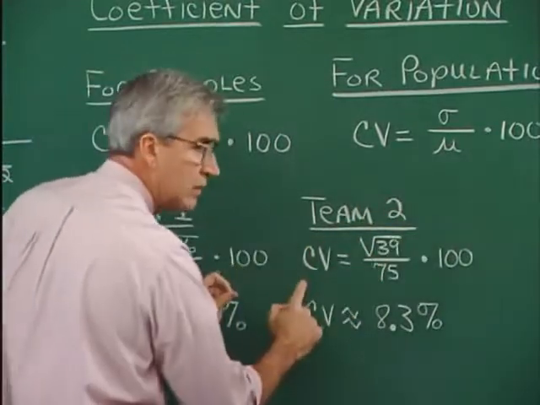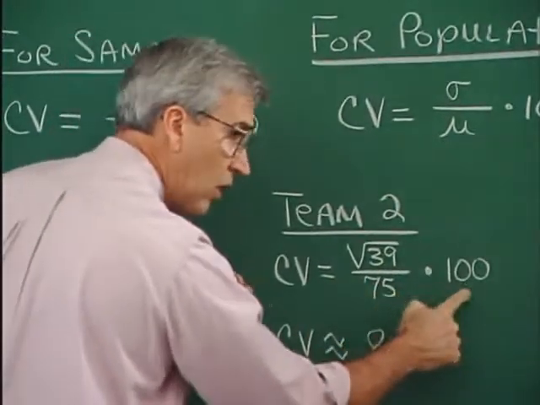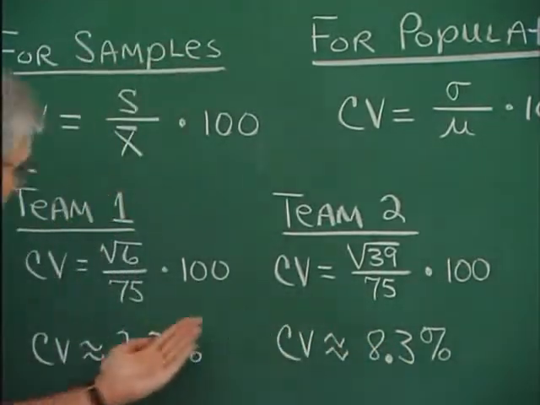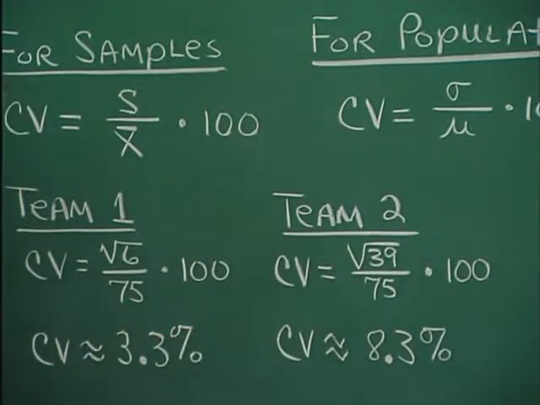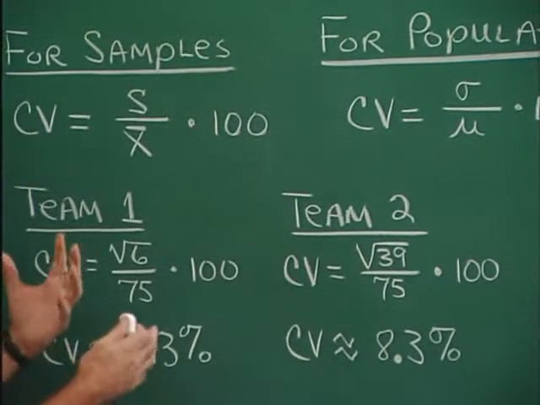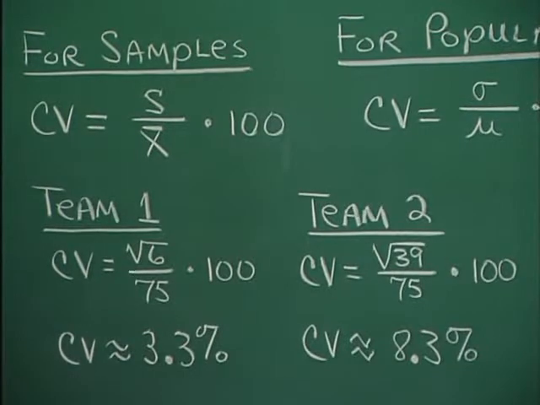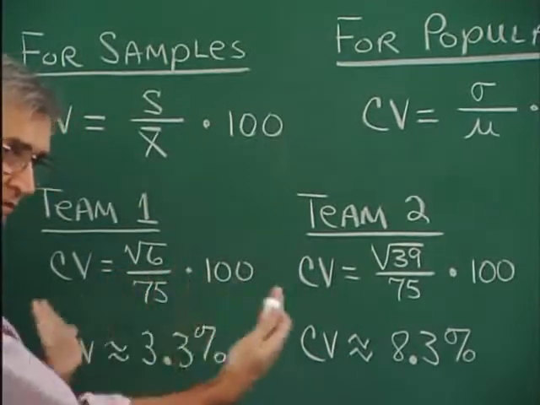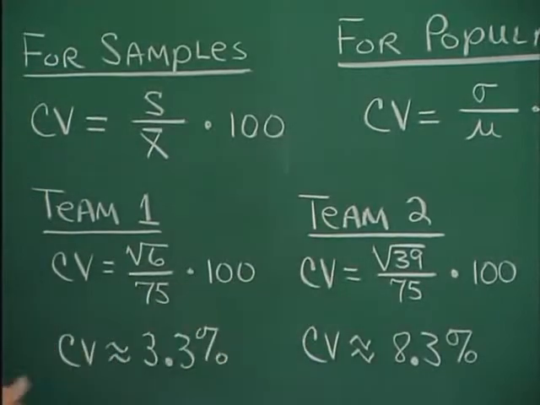For team 2, the coefficient of variation is the square root of 39 over 75, all times 100, and that turns out to be approximately 8.3%. Now, you see we can make this comparison between these two without using inches in that comparison. We could see a nice comparison before, and the significance of using coefficient of variation will become more evident later. But at any rate, this is a way of comparing the relative difference in standard deviations for these two samples.